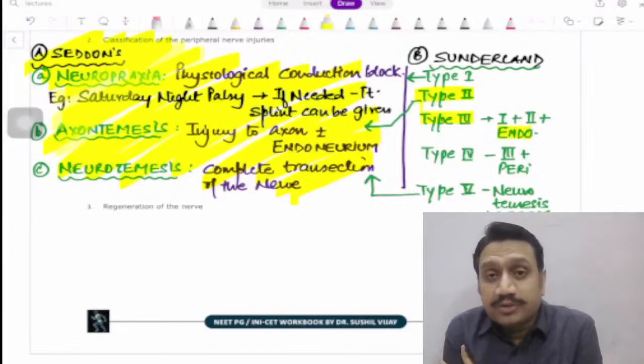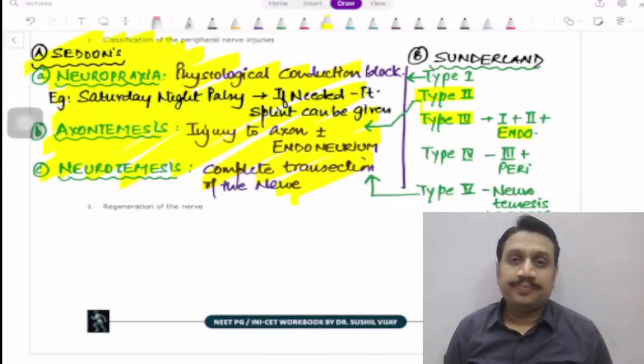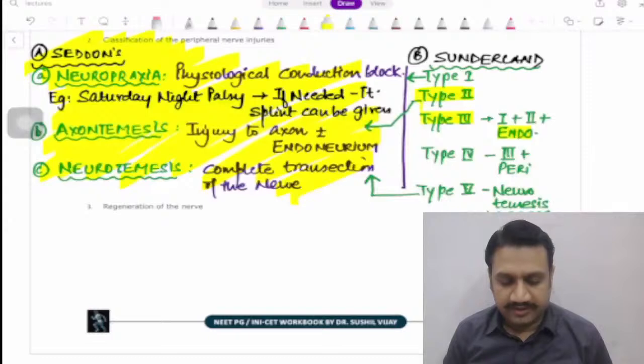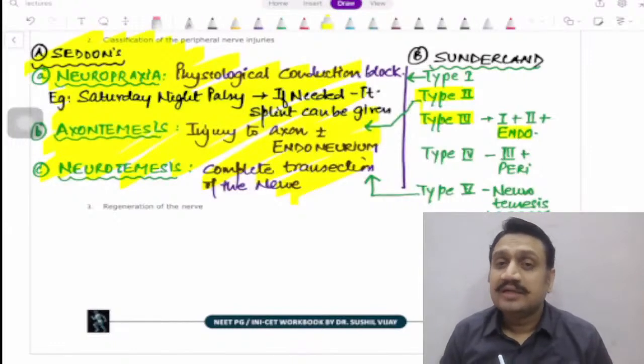Axonotmesis is injury to the axon with or without involvement of the endoneurium. And neurotmesis means complete transection of the nerve. So here the surgeon has to repair it. That is the only way to improve the nerve. Axonotmesis can recover by itself.